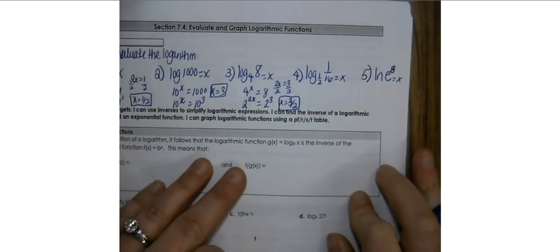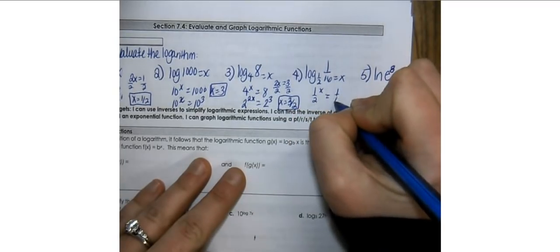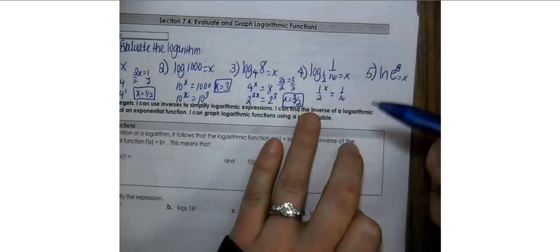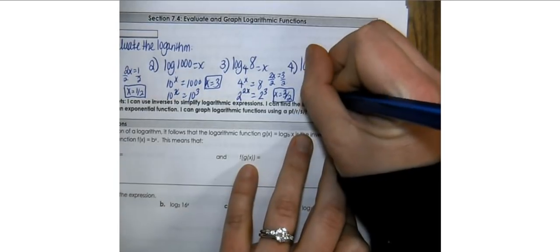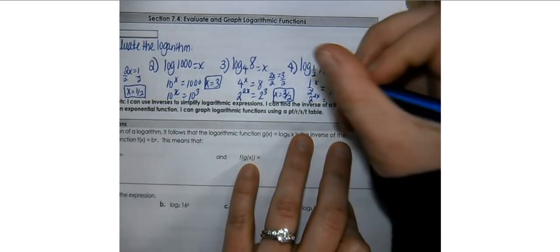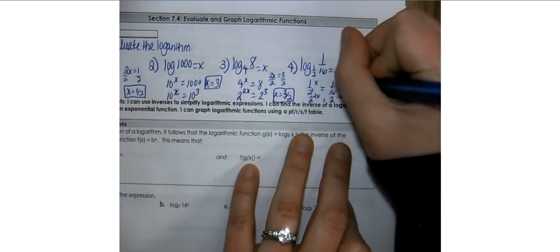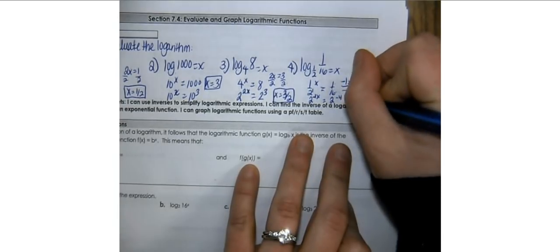For number 4, our base is 1/2, and I'm raising it to the x power is equal to 1/16. I can work with the 1/2 or I can work with the 2. It's your choice. I'm probably going to work with the 2. So this is 2 to the negative 1st power. So negative 1x is equal to, 16 is really 2 to the 4th, so 1/16 is 2 to the negative 4th power. So I'm going to set negative 1x is equal to negative 4. I'm going to divide both sides by negative 1, and I find that x is equal to 4.